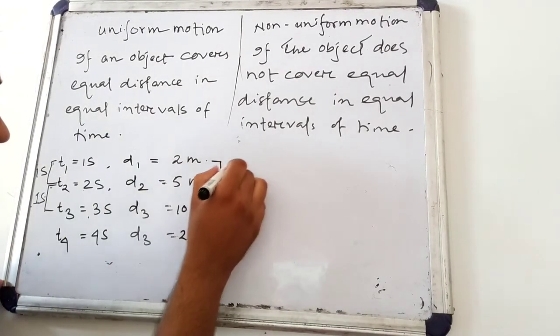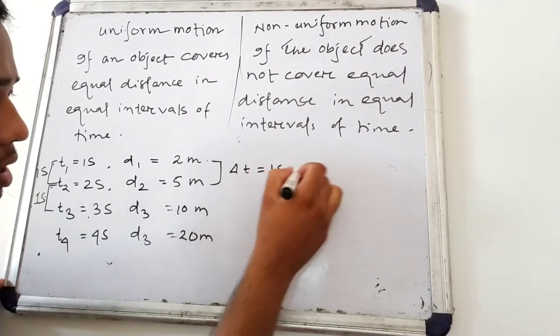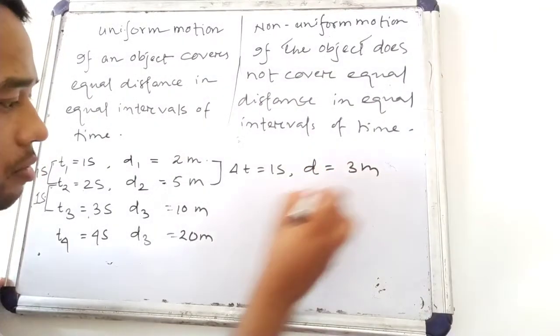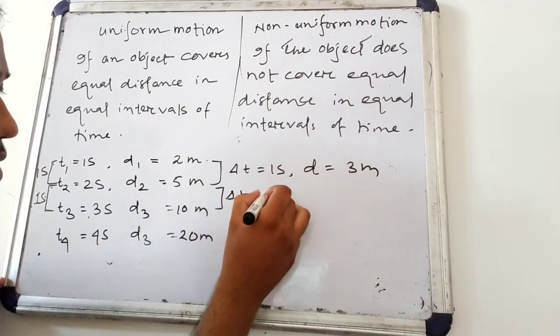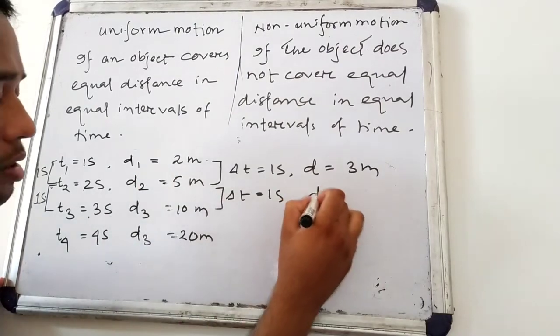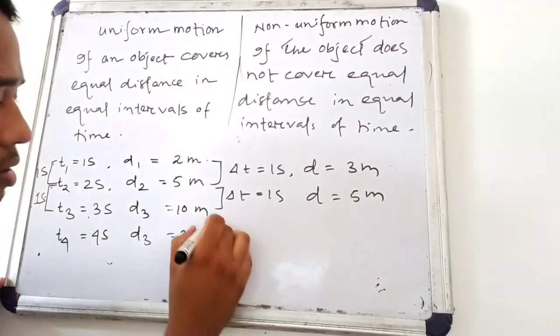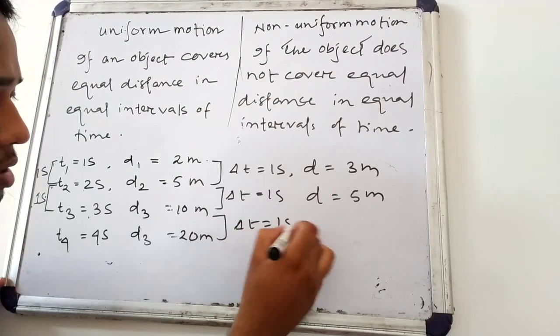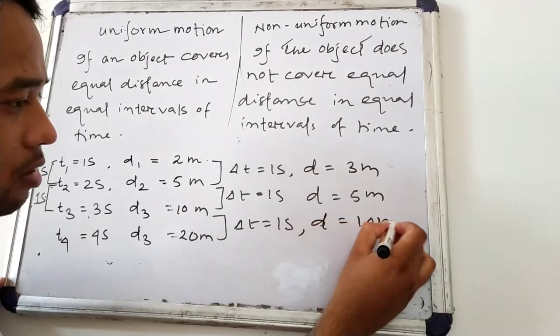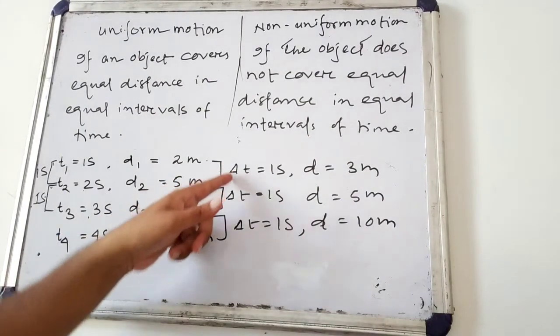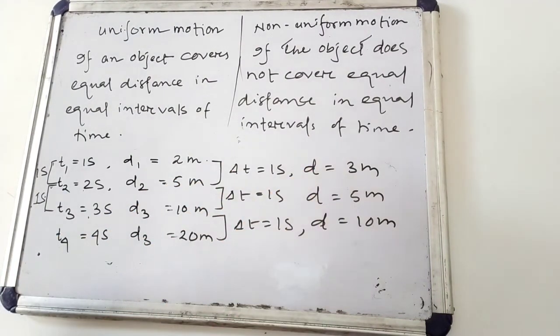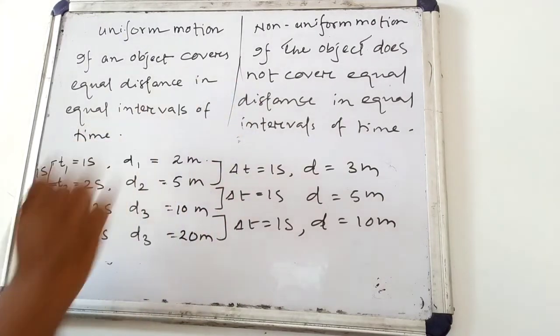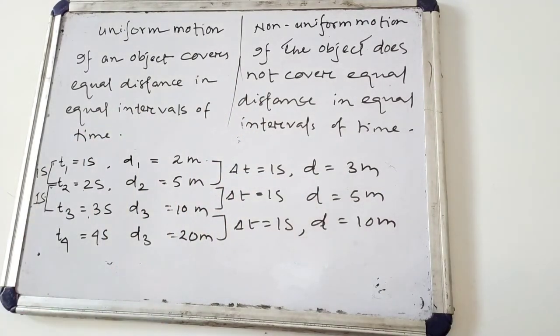So see, in this portion, when time interval is 1 second, the object covered 3 meter. In this portion, when time interval is 1 second, the object covered 5 meter. Here, where time interval is 1 second, it covered 10 meter. So time interval is same, but distance covered are different. So this type of motion is called non-uniform motion, and here velocity will not remain same. Okay, so this is all about uniform and non-uniform motion.